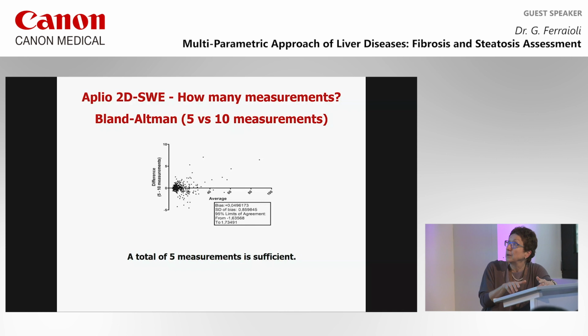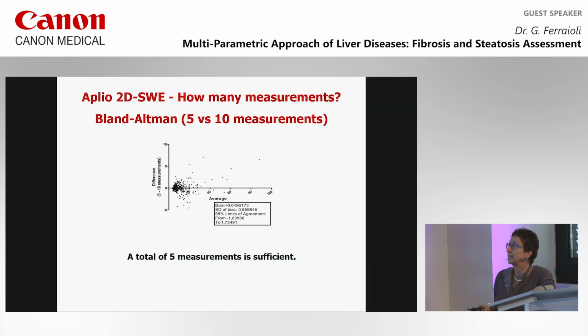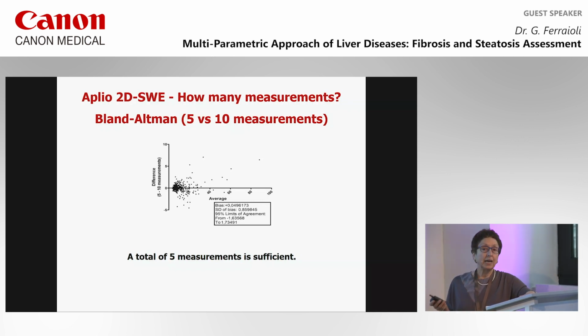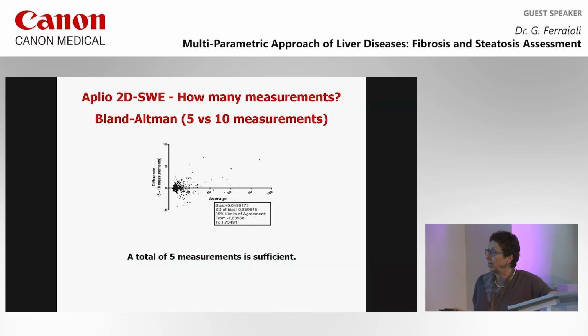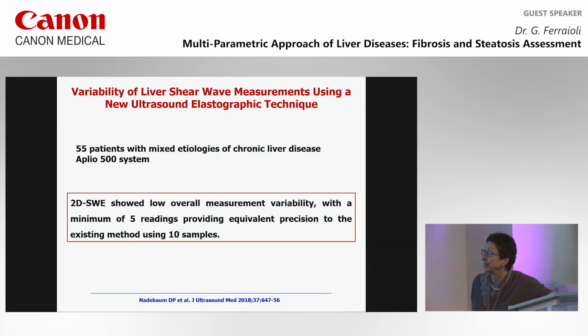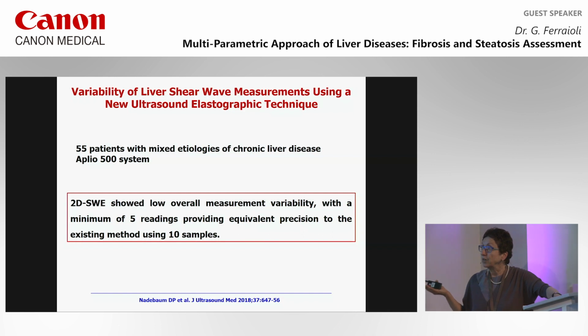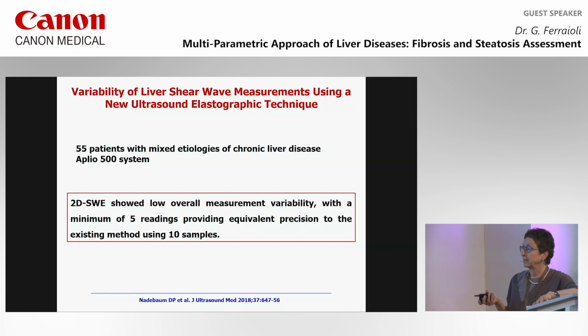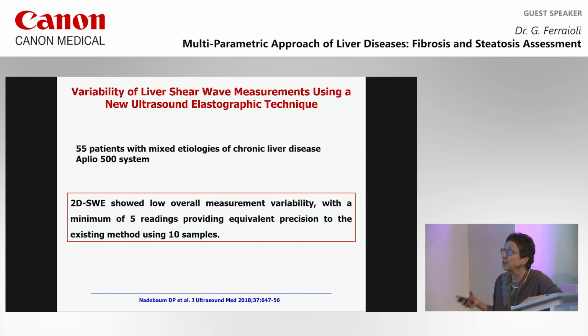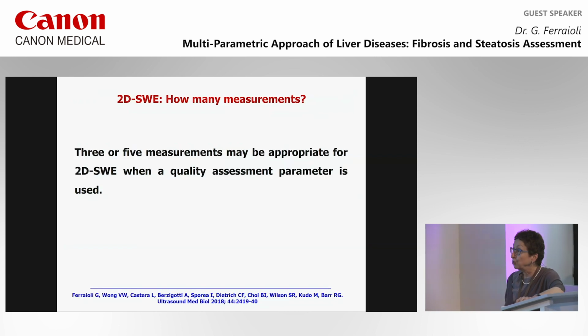In this study, it has been shown, comparing 5 to 10 measurements, that 5 measurements is enough, and we have to use the median value of 5 measurements. And also in another study published last year in a series of 55 patients, the same result has been obtained. 5 readings were equivalent to 10 readings. So we may stick to 5.